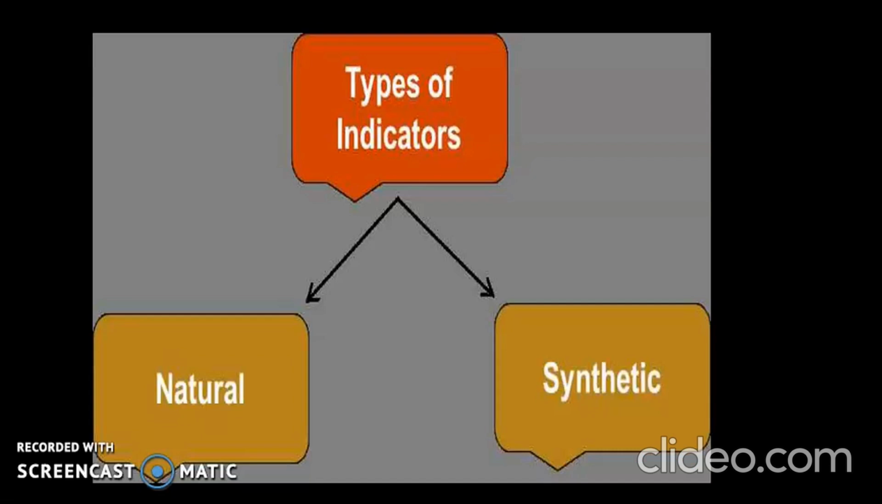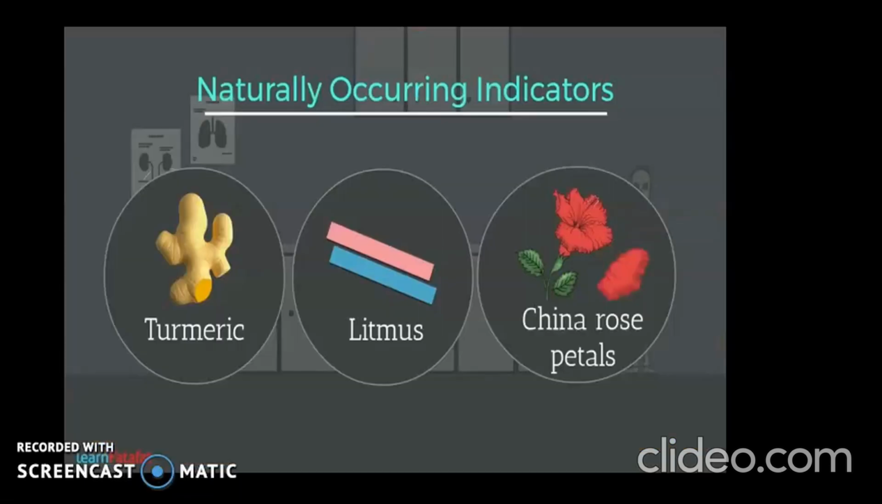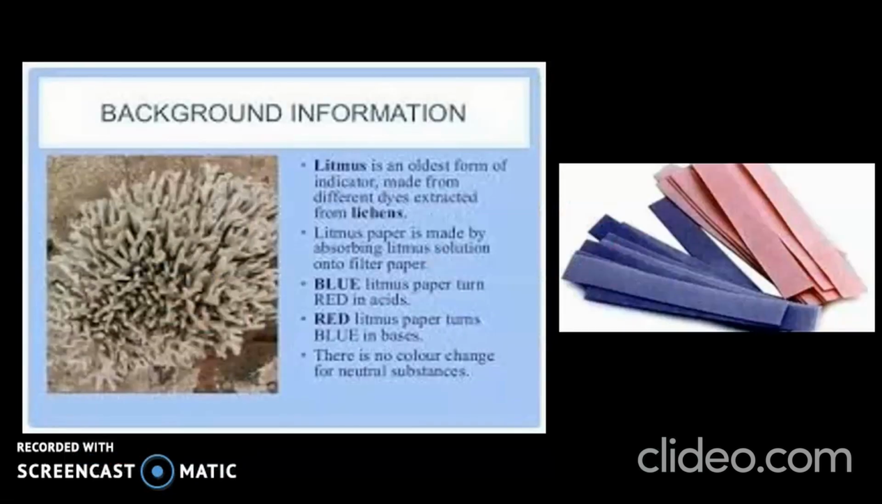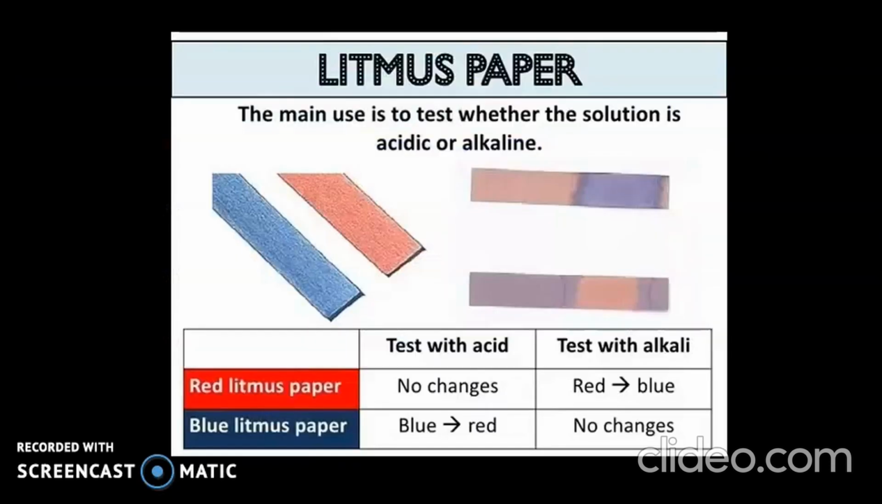Types of indicators. Indicators can be classified as natural and synthetic. Natural indicators include turmeric, litmus and China rose. Litmus is a dye that is extracted from a plant called lichen. It has a tendency to turn red in acids and blue in bases. Litmus is available as red litmus and blue litmus.